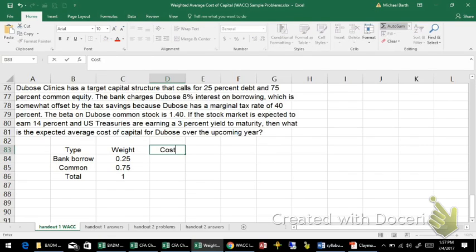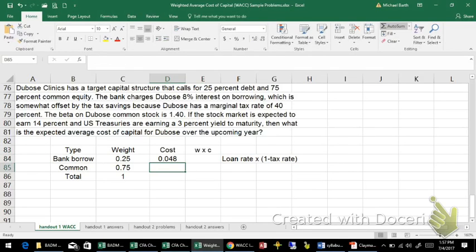And to go to the cost of the debt capital, that would be the loan rate times 1 minus the tax rate. All right, the loan rate would be the equivalent of the yield to maturity on a bond. Okay, so that'd be 8% times 1 minus 0.4, the tax rate.